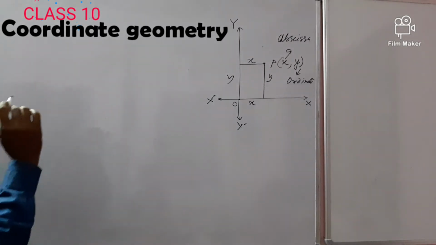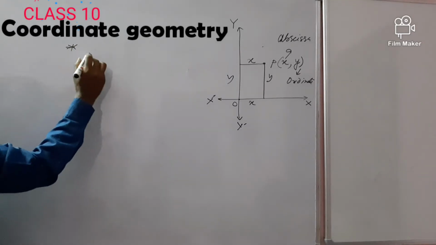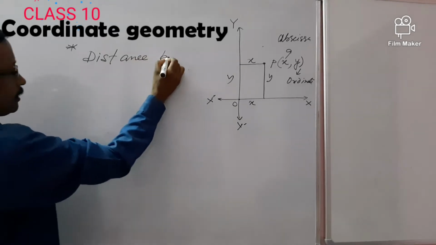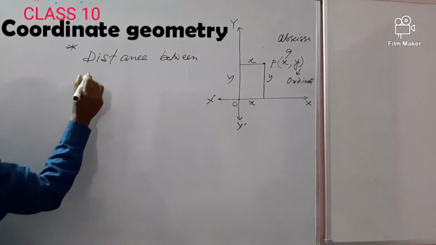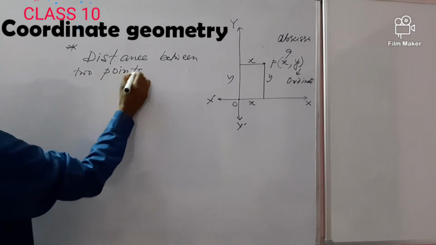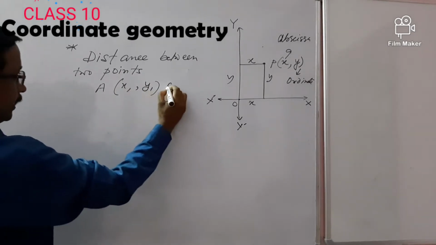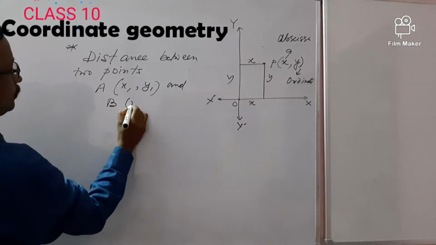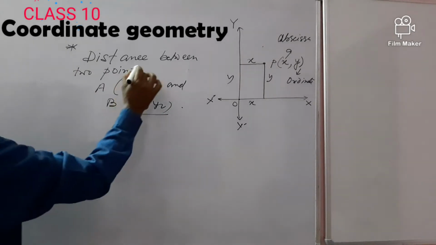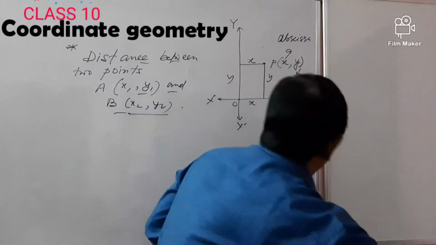Now our topic in class 10, which is most important: how do you find the distance between two points? Say A is (x1, y1) and B is (x2, y2). It is most important and also very simple if you understand. Just I am going to show how you find the distance between two points.